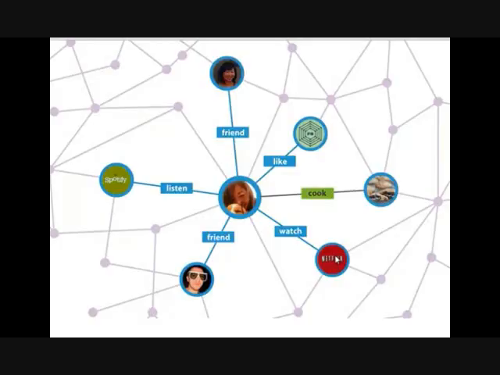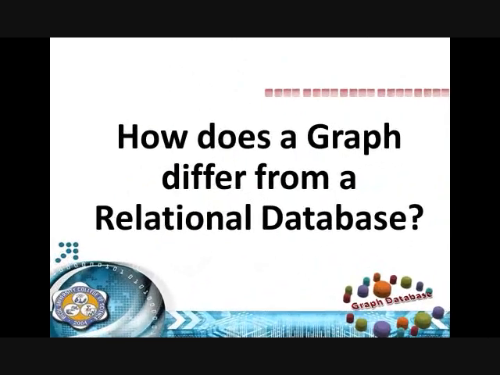all of these nodes. Okay, when she watches something on Netflix, a relationship is created between her and Netflix. Maybe it's a movie with a time or a rating. So I hope you understand the concept of graphs using this simple paradigm. Okay, moving on to the next slide.